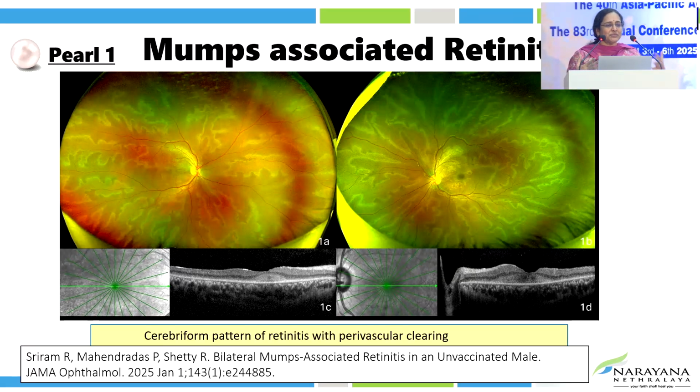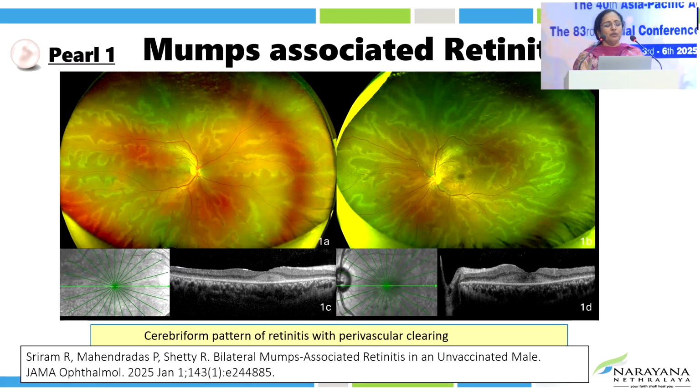Whatever we have seen in clinical practice or what we have reported. Recently, following fever, patients can present in the form of retinitis. This is a young child who presented with a cerebriform pattern of retinitis with perivascular clearing. This particular pattern is important. It is morphologically suggestive of mumps associated retinitis. Serological or molecular diagnostics can help us confirm the diagnosis.